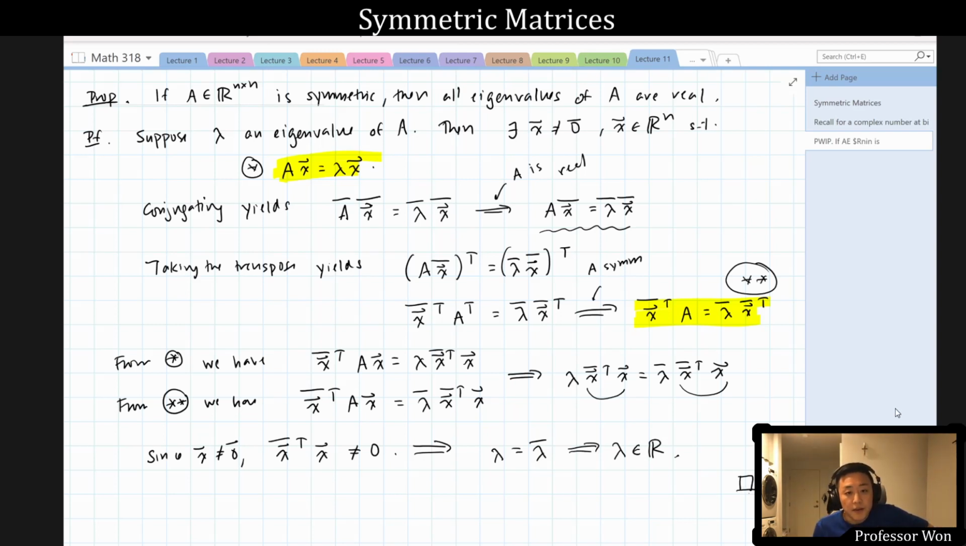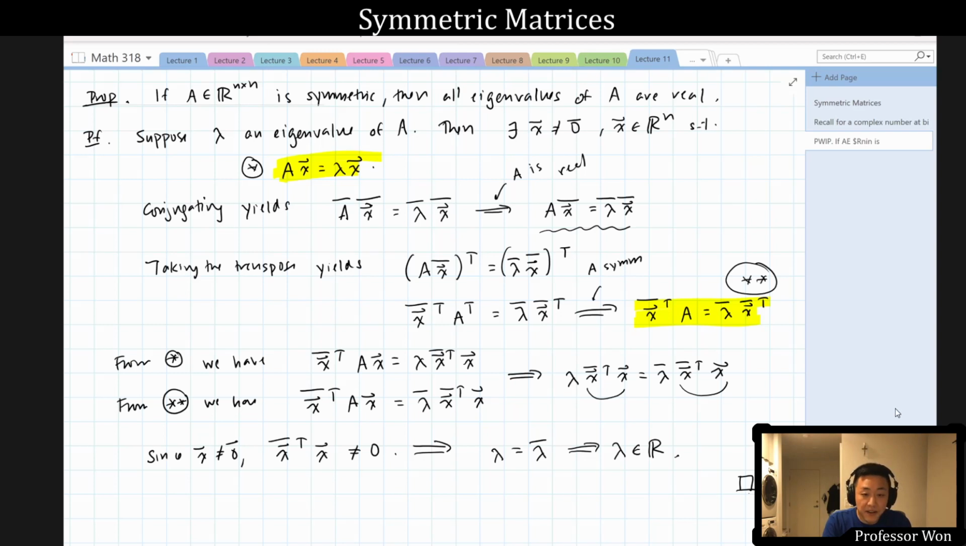So if you have a symmetric matrix, then because you can play around with these conjugates and these transposes, you can actually show that every eigenvalue has to be real, which is a really nice property of symmetric matrices, and it's not at all obvious. If I just hand you a matrix, it's not going to be clear whether or not all the eigenvalues are real, but it is true for symmetric matrices.